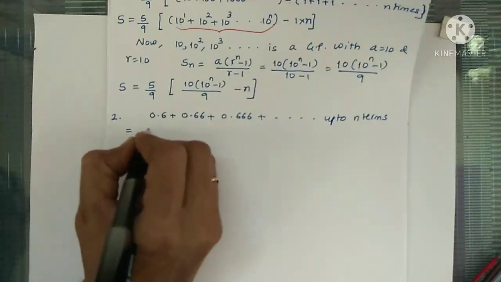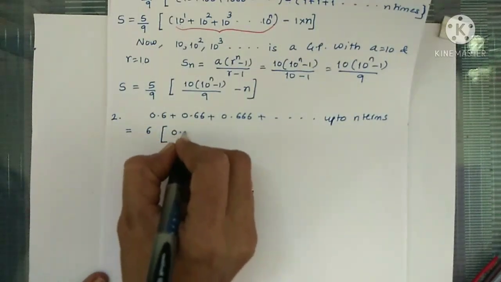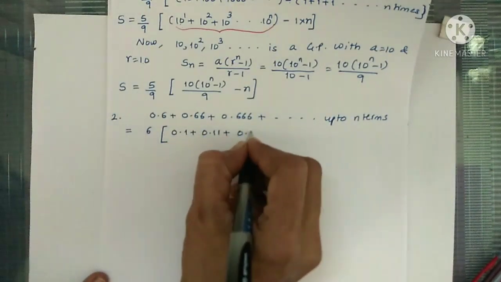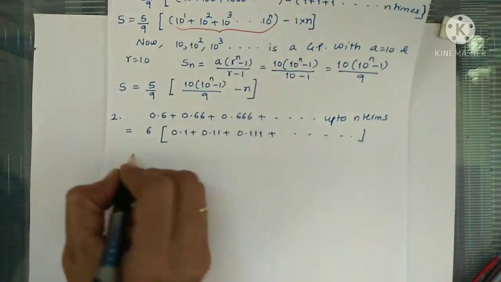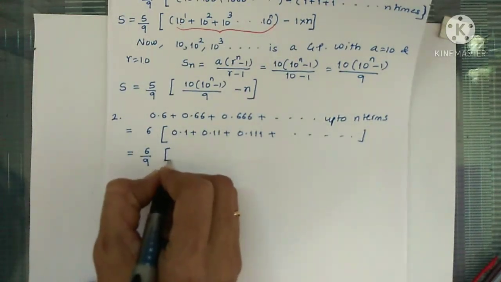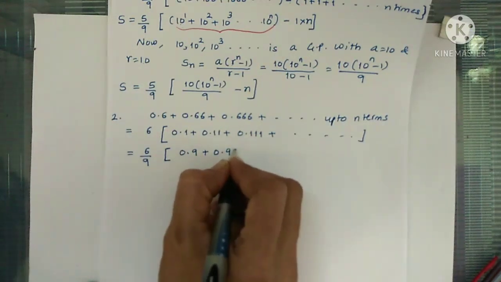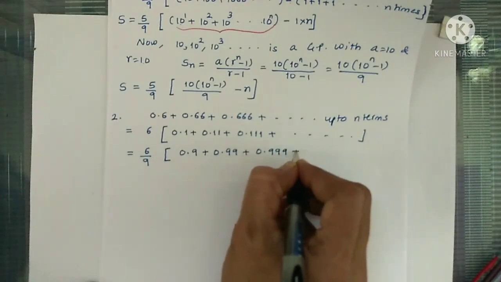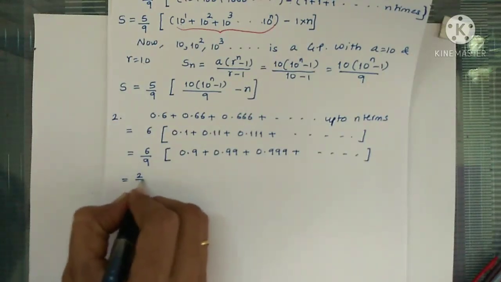So to add these numbers, take 6 common. Taking 6 common, here we have 0.1 plus 0.11 plus 0.111 and so on up to n terms. Now let's multiply this by 9 and divide by 9. So 6 by 9, multiplying by 9, we have 0.9, 0.99, 0.999 and so on. Now 6 by 9 is 2 by 3.